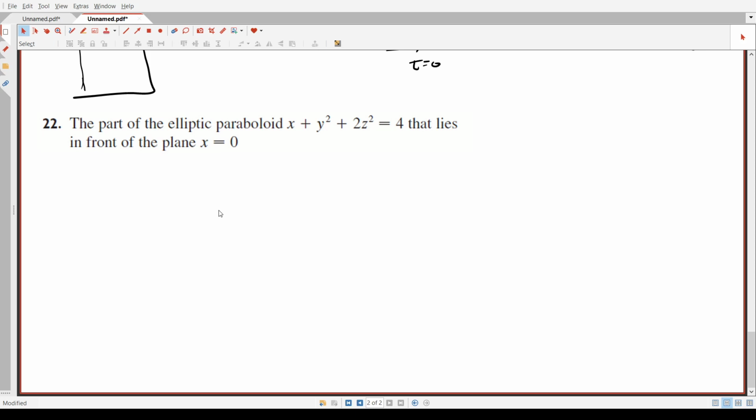so I want to parameterize the part of the elliptic paraboloid that lies in front of the x0 plane, the plane x equals 0. Okay, so if we want to do this, the first thing to know is if I can solve for one of the variables easily, that makes my whole life simpler. Here I can solve for x right away. So I can say x equals 4 minus y squared minus 2z squared.